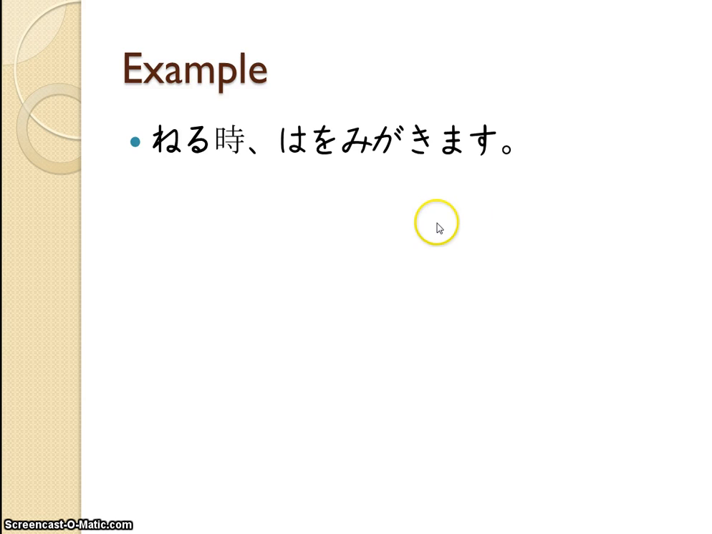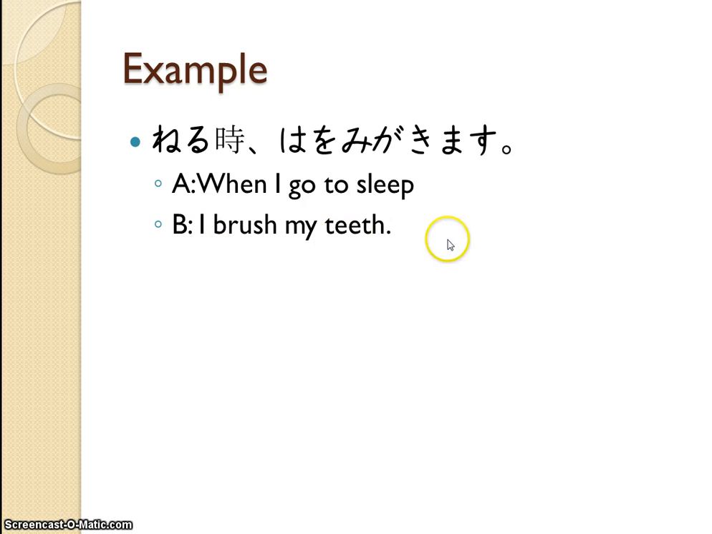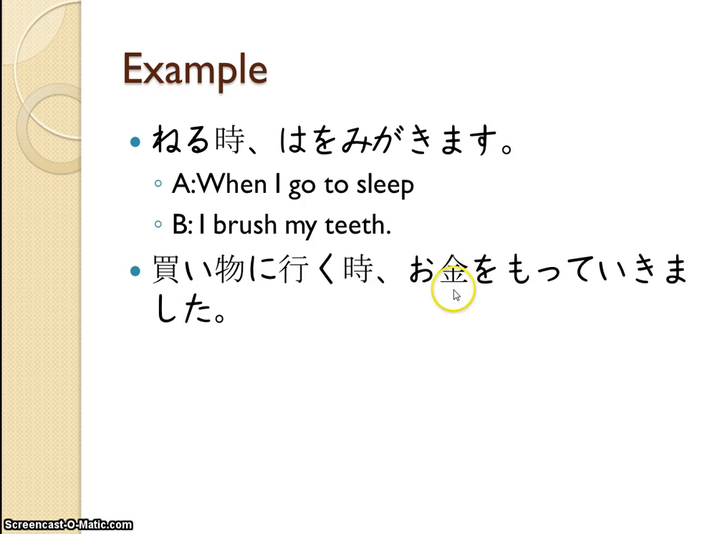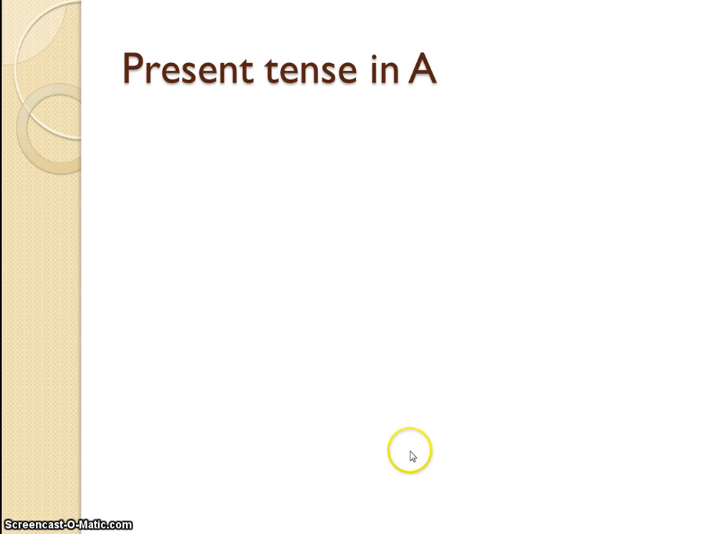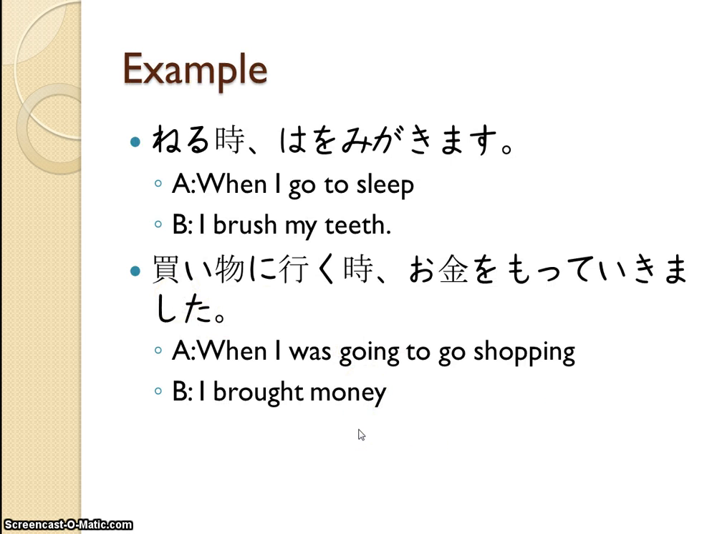Okay, let's look at examples. 寝るとき歯を磨きます. Once again, think about what happens first. So which one is A? This is A. So it's saying, when I go to sleep, I brush my teeth. 買い物に行くときお金を持って行きました. Once again, when you go shopping, you will need to carry money. So you don't go, you need to bring the money first and then go shopping. So once again, B happens first before A. Let me just backtrack a little bit. It's just a rule of thumb. For these, keep in mind, if it's an action word, then you need to think about what happens first and then what happens later. And that'll probably clarify things for you.